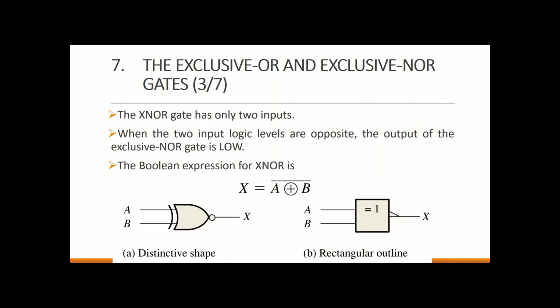Now, we have another gate also, we call it the exclusive NOR, XNOR. It is the negation of the XOR gate.